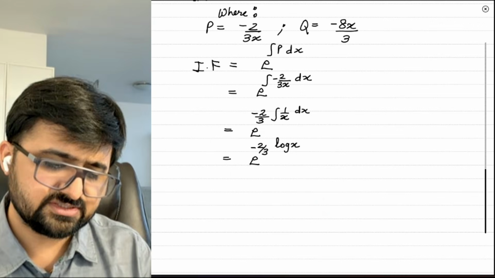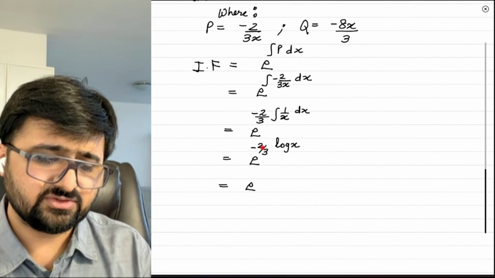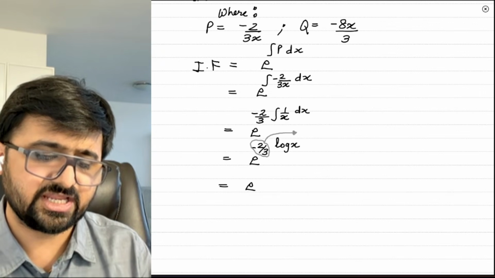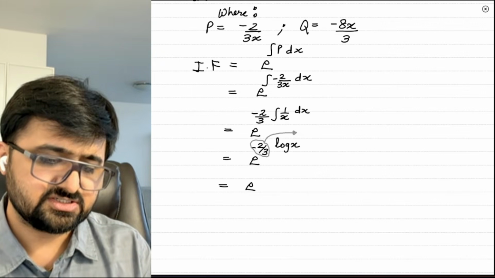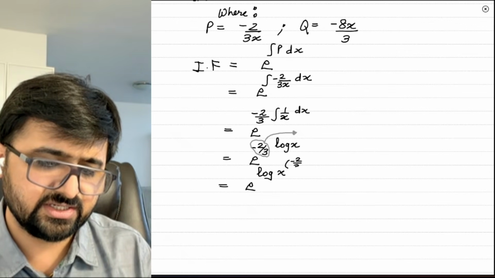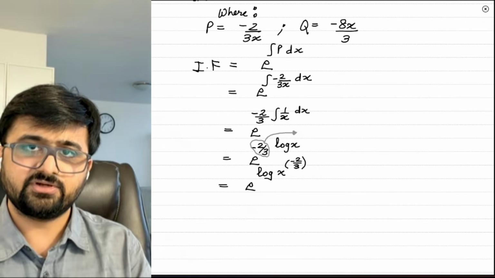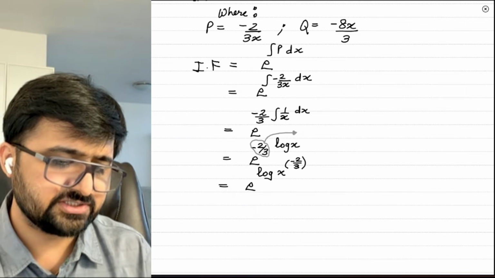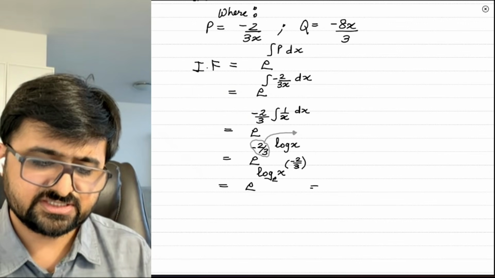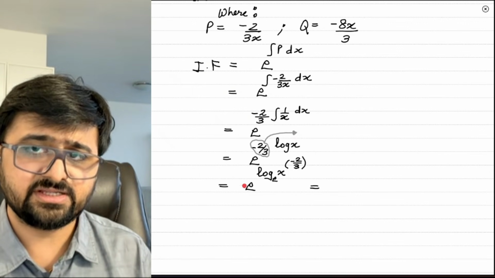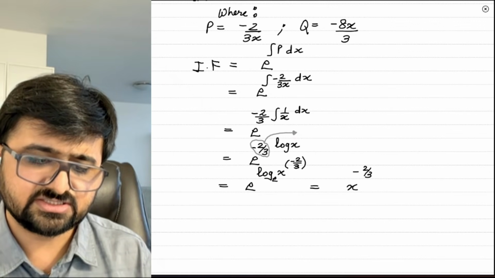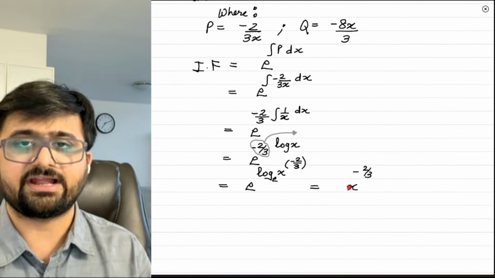Now this is equal to e to the power minus 2 by 3 log x. Using the property of log, the minus 2 by 3 can be taken in as a power, so that will become log of x to the power minus 2 by 3. Also remember that this is a natural log with base e, so the log and this e cancel, and you will be left with x to the power minus 2 by 3, which is your integrating factor.